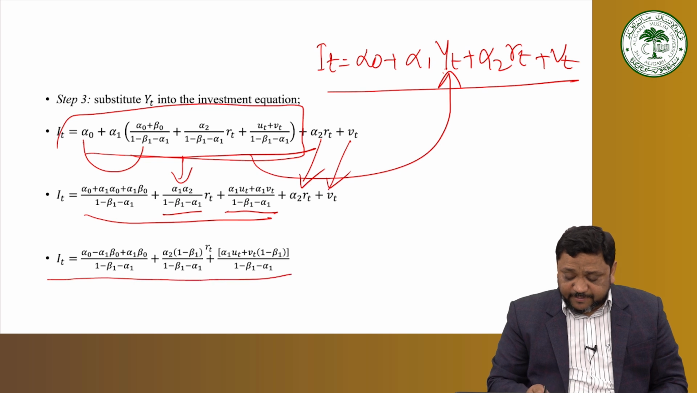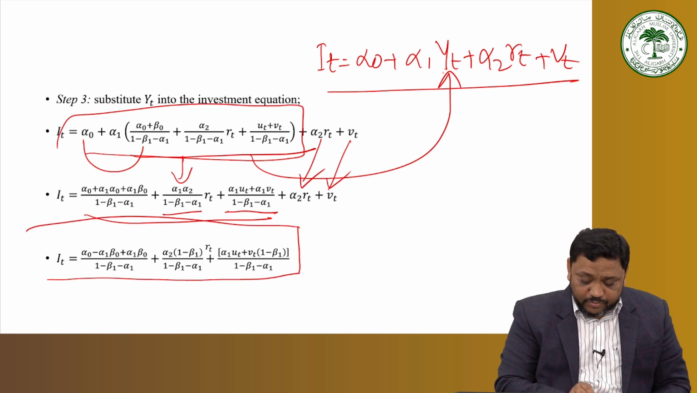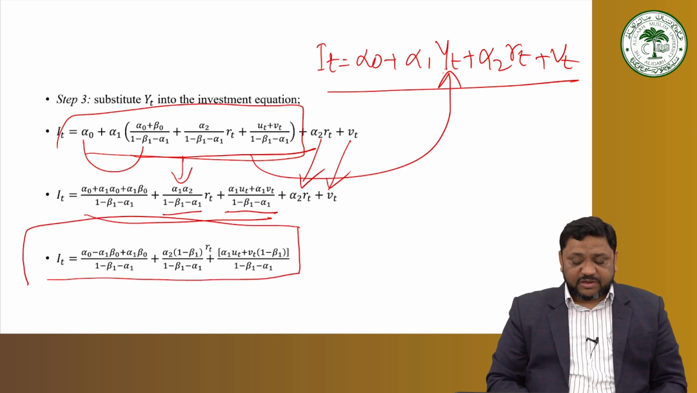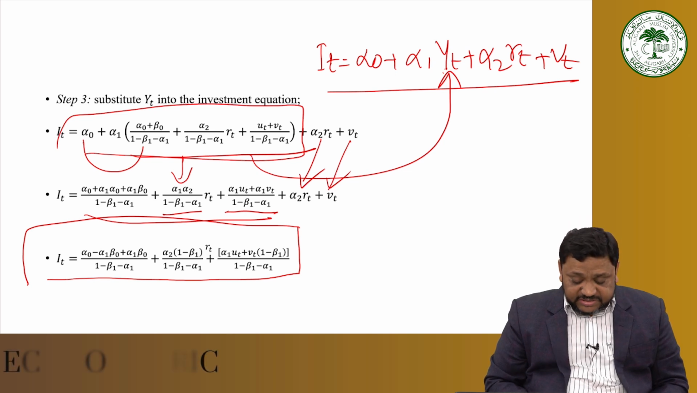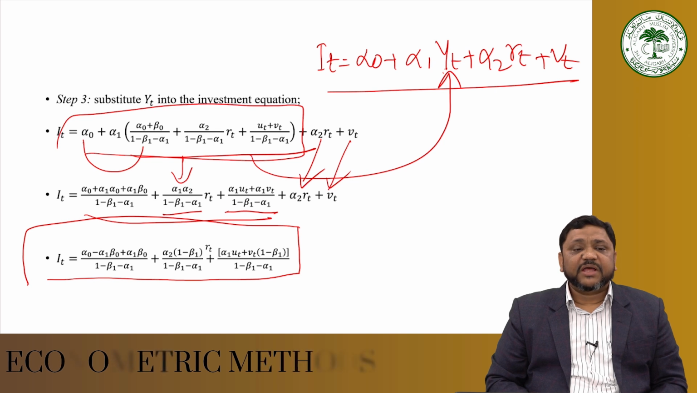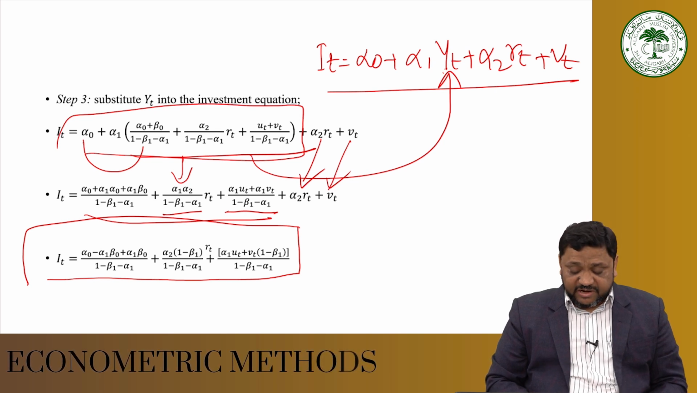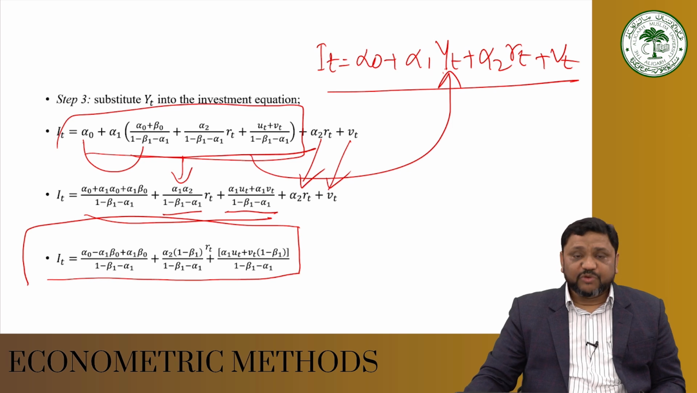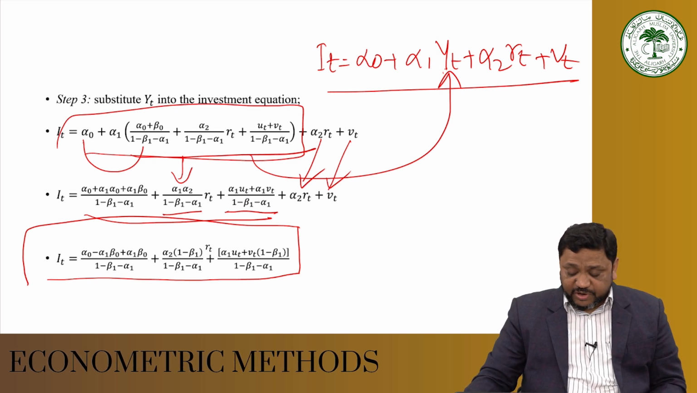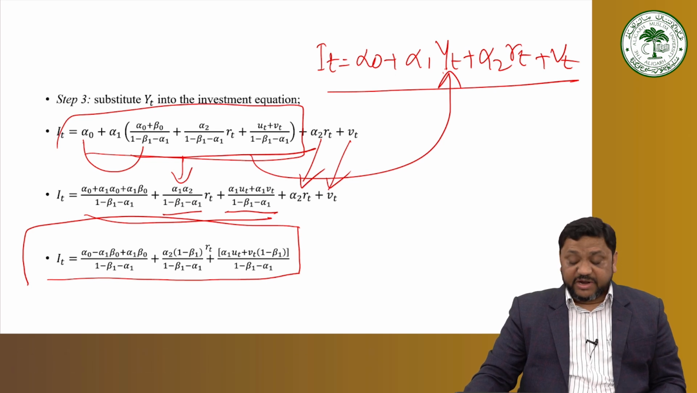So finally we get the equation as It equal to alpha naught minus alpha 1 b naught plus alpha 1 b naught divided by 1 minus b1 minus alpha 1, plus alpha 2 times 1 minus b1 divided by 1 minus b1 minus alpha 1, plus alpha 1 ut plus vt times bracket 1 minus b1 bracket close, divided by 1 minus beta 1 minus alpha 1.